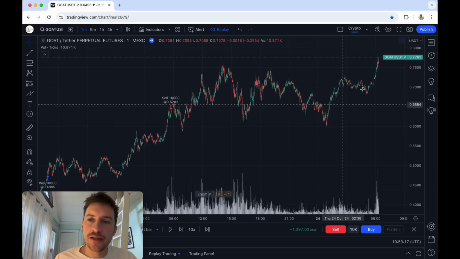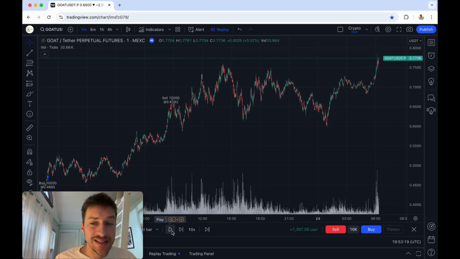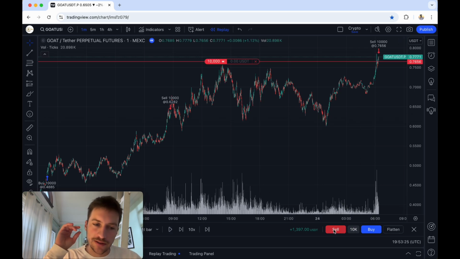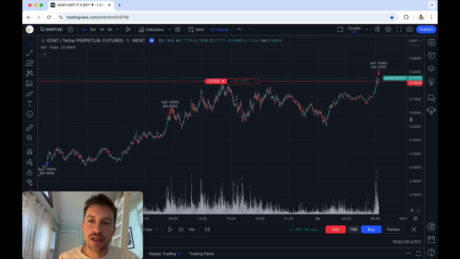Oh, and then we got the break. So I don't love this. It's a lot of momentum, but I'm going to do what I said. I'm going to short here. So I hit the short button, and you can see that we got it at 76.56 here.